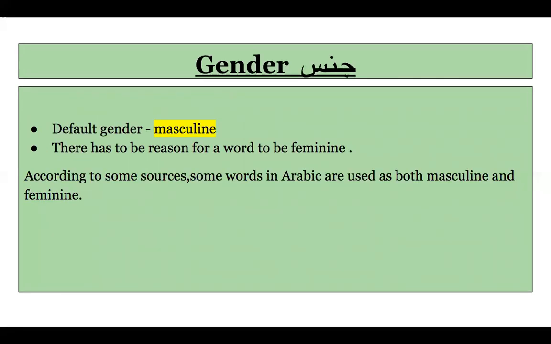So when we learn gender, your default gender, default number, default type, this is important terminology that we all have to learn and be familiar with. Okay, so your default gender is masculine. There has to be a reason for a word to be feminine.